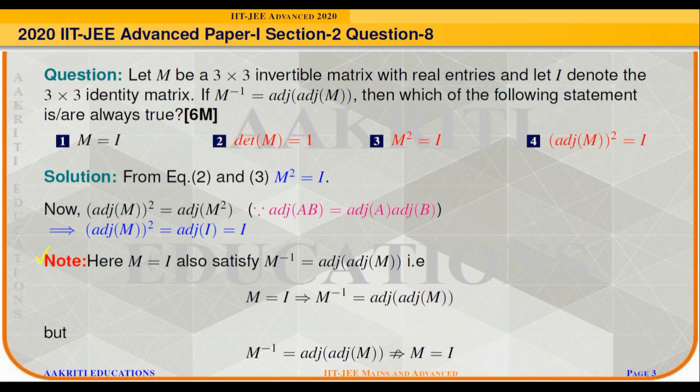Now here one more thing has to be observed, that M is equal to I is satisfying the given equation as M inverse is equal to adjoint of M. It means M is equal to I implies M inverse is equal to adjoint of M. But it is not always true, because M inverse is equal to adjoint of M does not imply M is equal to I. Thus, it is not a correct option. Hence, the only correct options are 2, 3 and 4.